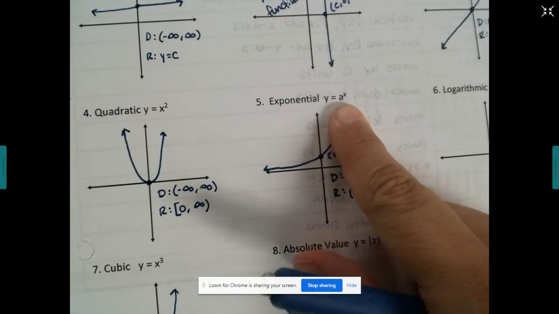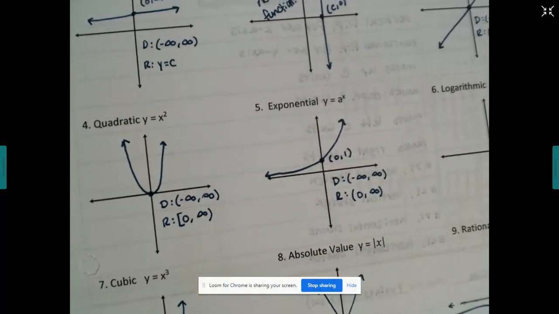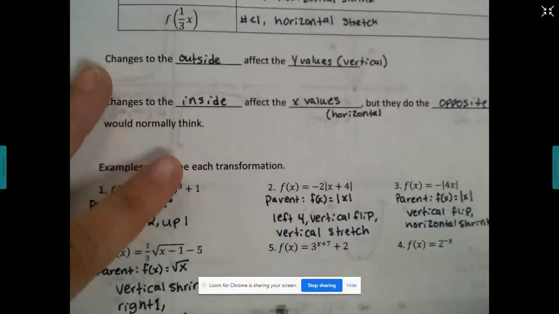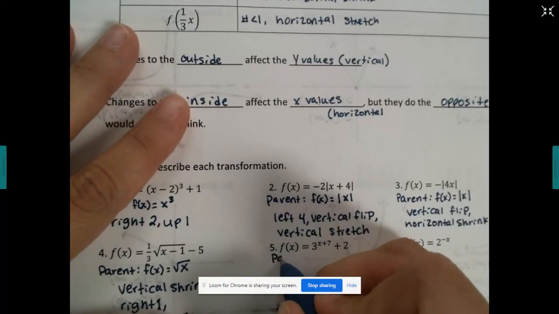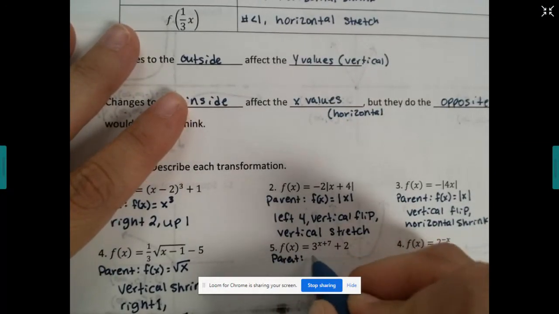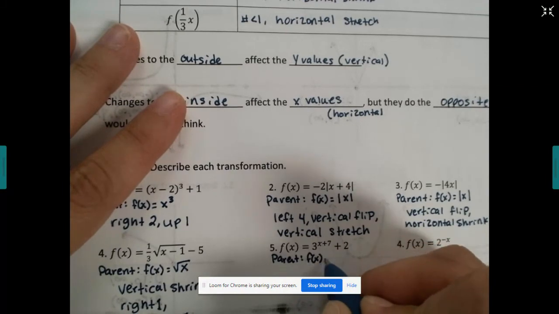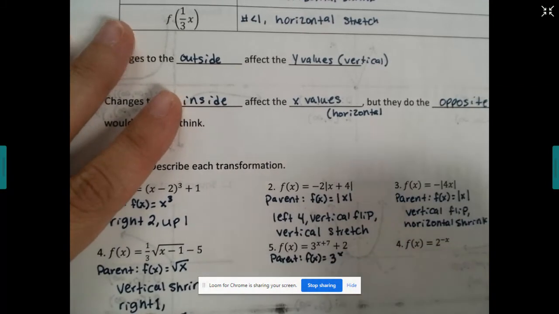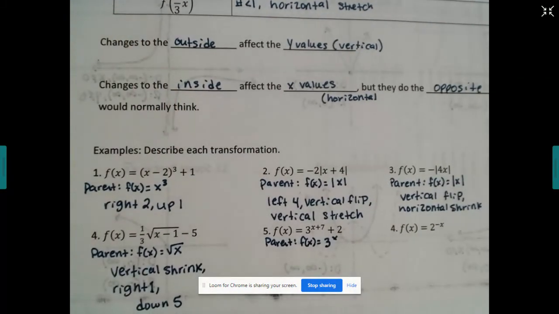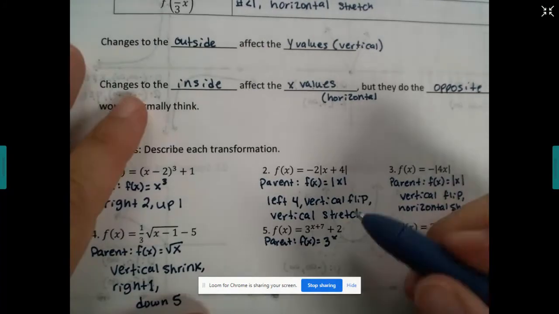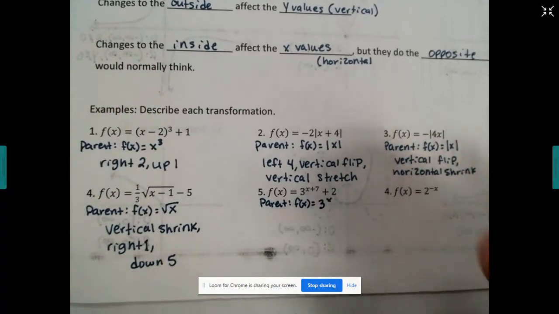So whatever that number is, that's your parent function. So in this one, it's a 3. So our parent function is f of x equals 3 to the x. So if it's an exponential, whatever that base number is your parent function. And so it's not a stretch or a shrink or anything like that. It's just the graph that you're changing.